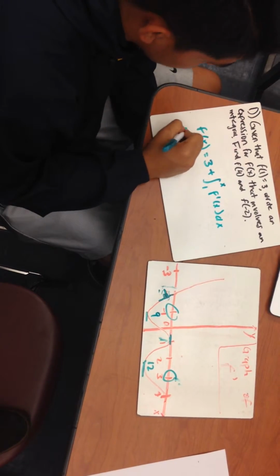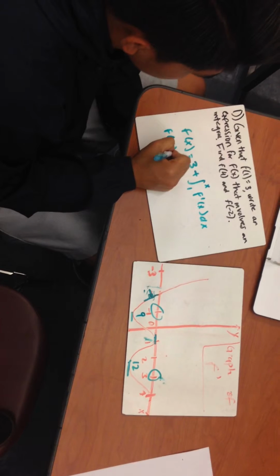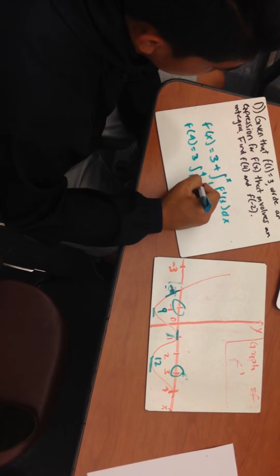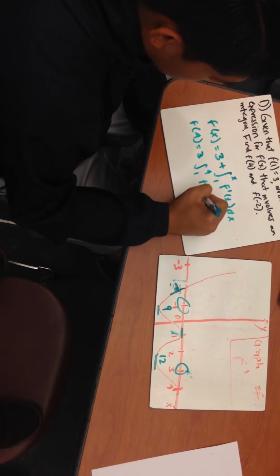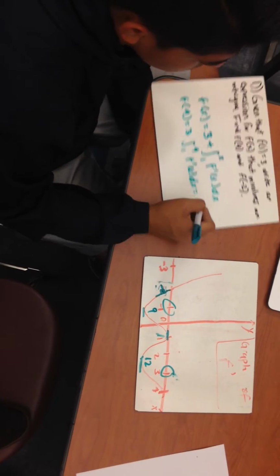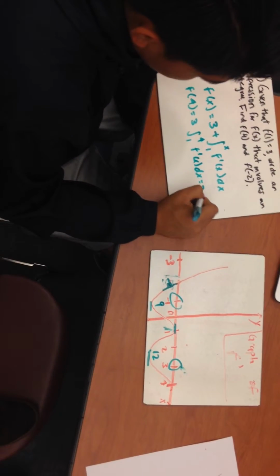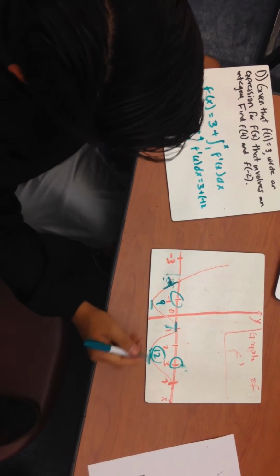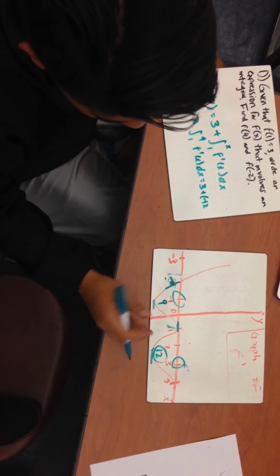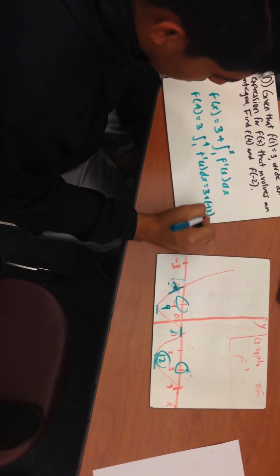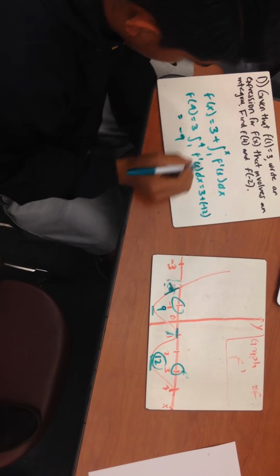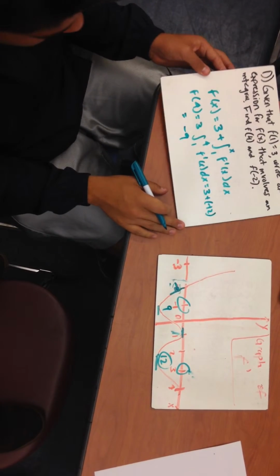So once we plug in, f of 4 equals 3 plus the integral from 1 to 4 of f prime of x dx, which will equal 3 plus negative 12, because that's what the area here is. Since it's underneath the x-axis, it's a negative, which makes it equal to negative 9. That would be the answer for the first one.